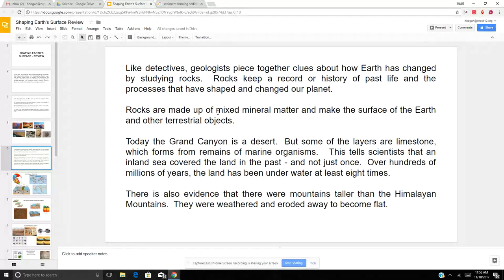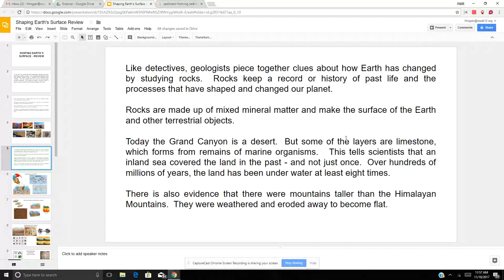So rocks are made up of mixed mineral matter, and they make up the surface of our Earth and other terrestrial or rock objects like the moon and other planets like Mercury, Venus, and Mars that are also terrestrial or rock objects. So today, if you go to the Grand Canyon, it's a desert.